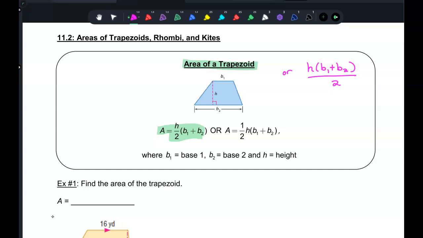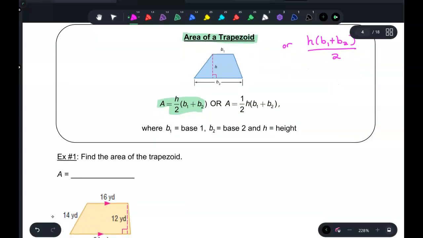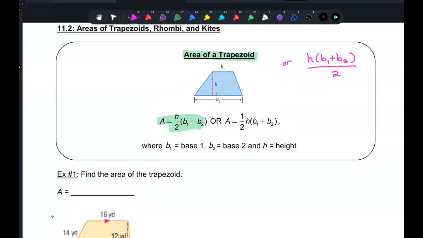Okay? There's a reason why I use this first one, and that's because moving forward, we do something called the trapezoidal rule later on when you get to calculus, and we do this h over 2 times b1 plus b2. But you could also do h times b1 plus b2, taking the whole thing over 2. Some people like this one. It doesn't matter. They're all the same.